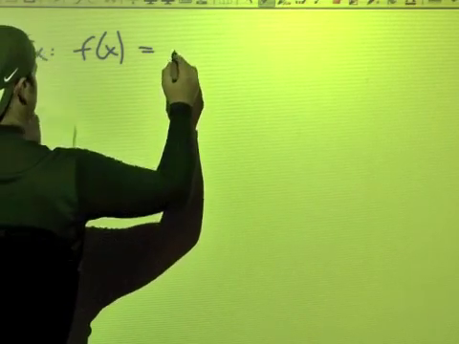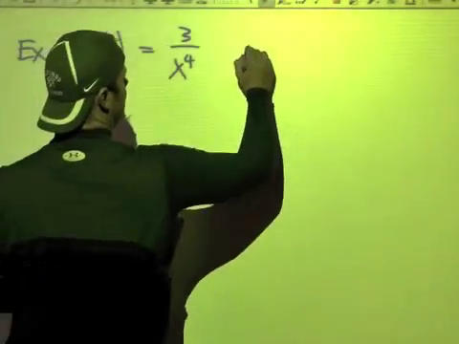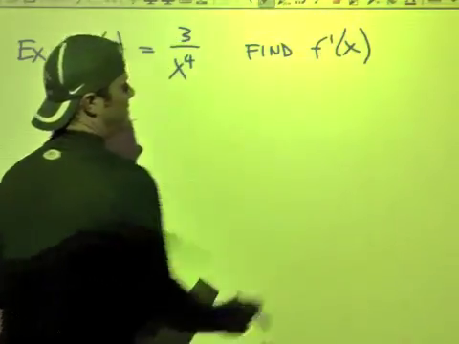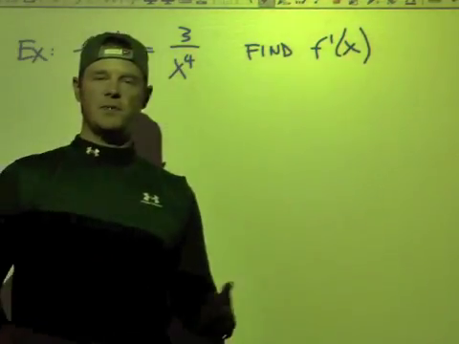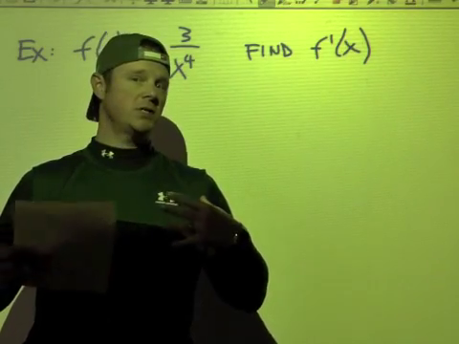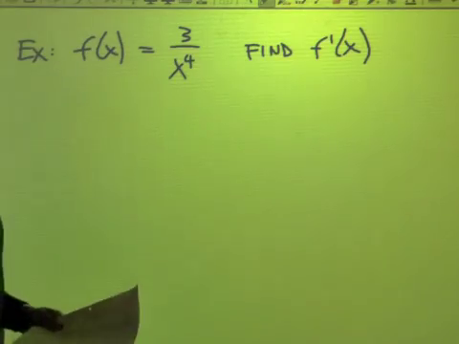So you have the function 3 over x to the 4th, and you're asked to just find f prime of x. So sometimes you're going to be asked to find the specific derivative at a specific point, and sometimes you're just going to be asked to find the general derivative formula. So in this case, we're finding the general derivative formula.